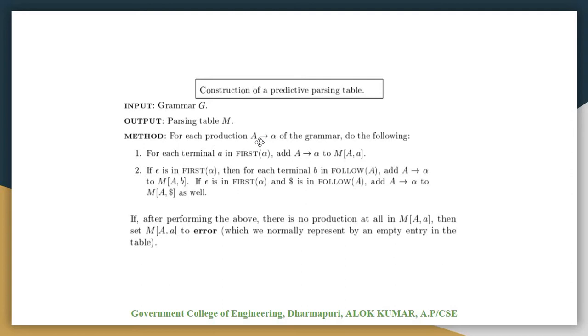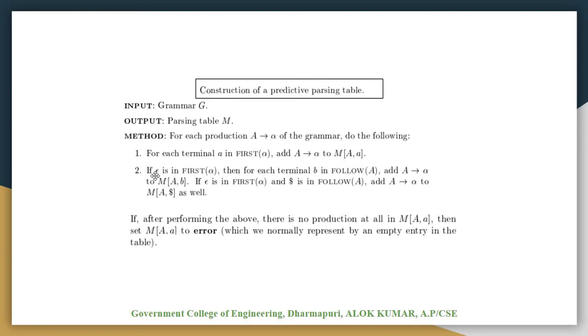Because we are taking a grammar as input, production rules will be there. For each production, suppose the production rule is A generating alpha, we have to follow these two rules. For each terminal a in first of alpha, we add this production rule to table M at the position where A is the non-terminal and small a is the terminal. So at this position we keep this production rule.